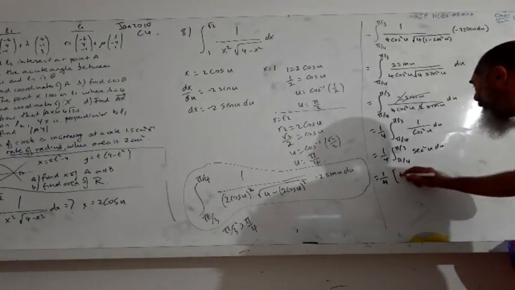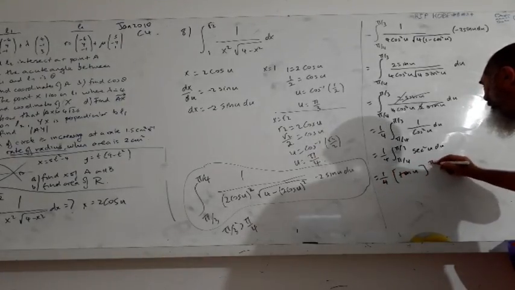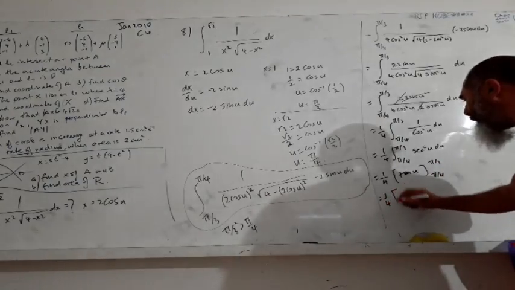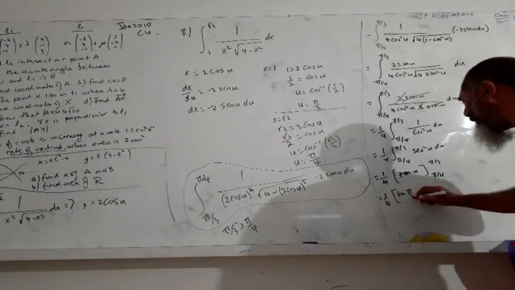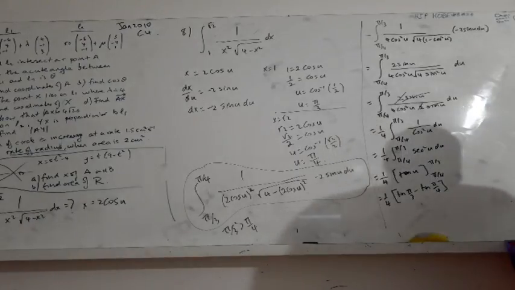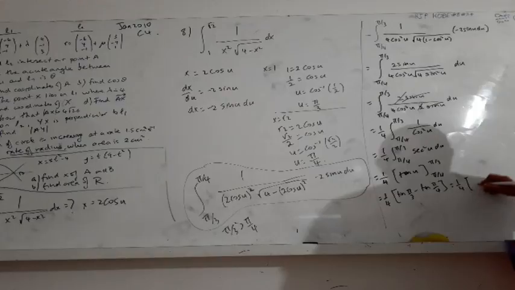Tan u from pi over 4 to pi over 3. So the answer is going to be tangent pi over 3 minus tangent pi over 4. So this is going to be 1 over 4 times, tangent pi over 3 is root 3, minus 1. So the answer is root 3 minus 1 over 4. And that's the answer for question 8.